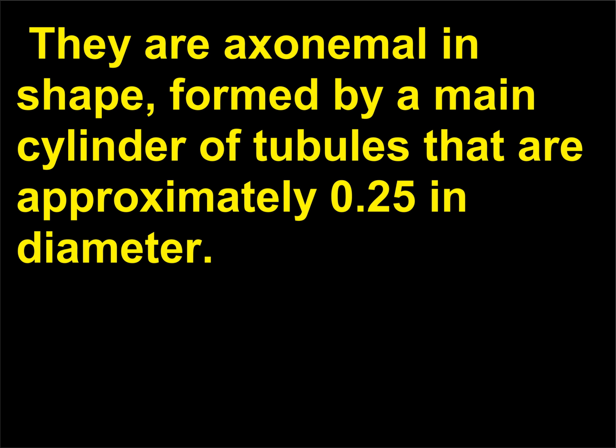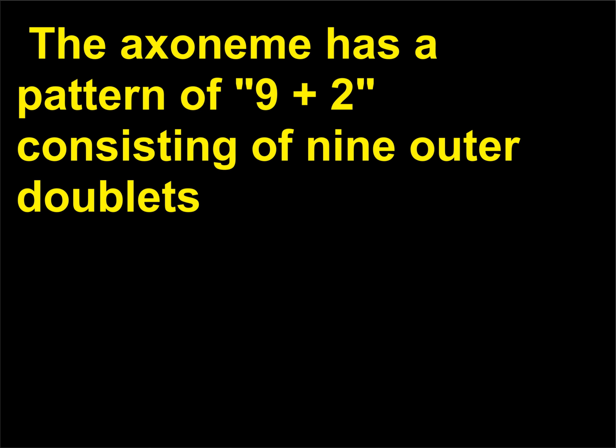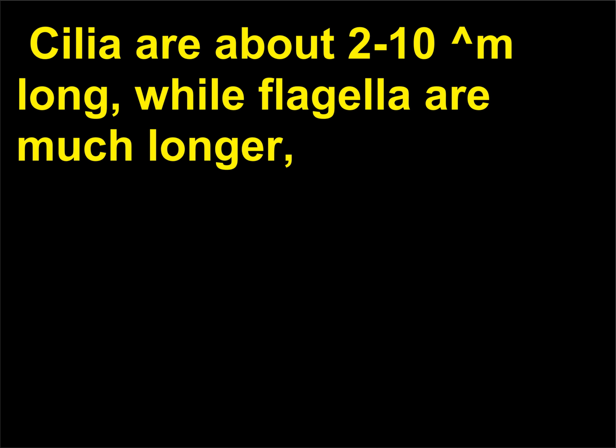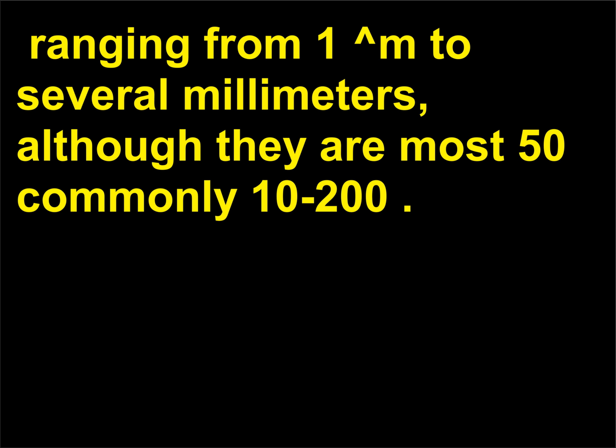They are axonemal in shape, formed by a main cylinder of tubules that are approximately 0.25 in diameter. The axoneme has a pattern of 9 plus 2, consisting of 9 outer doublets of tubules and 2 additional central microtubules, the central pair. Cilia are about 2 to 10 m long, while flagella are much longer, ranging from 1 m to several millimeters, although they are most commonly 10 to 200.